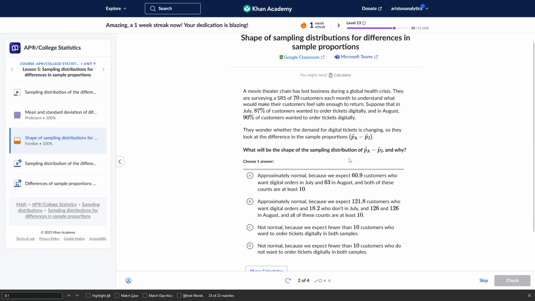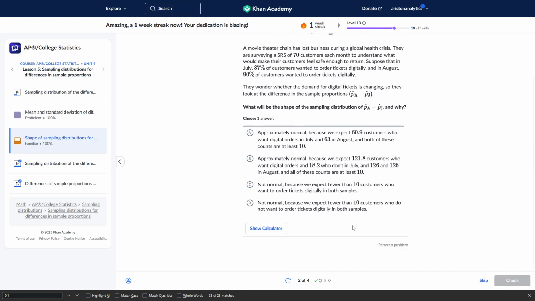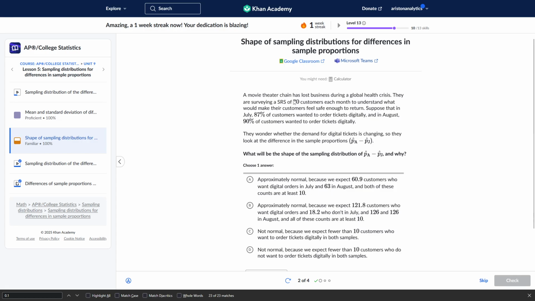What will be the shape? Same as before. 87%, 90%. July, August. Okay, each month. 0.13. So it's too low. And 0.1 of 7 is also too low.